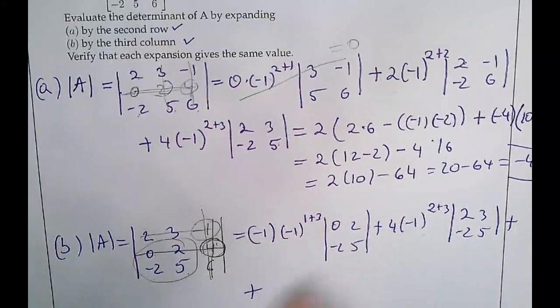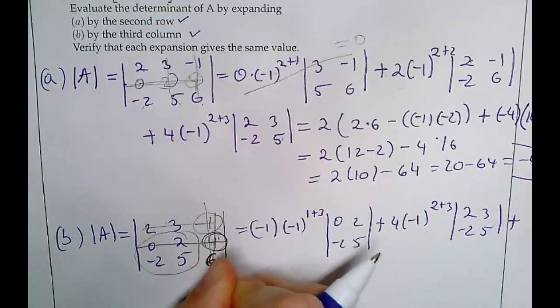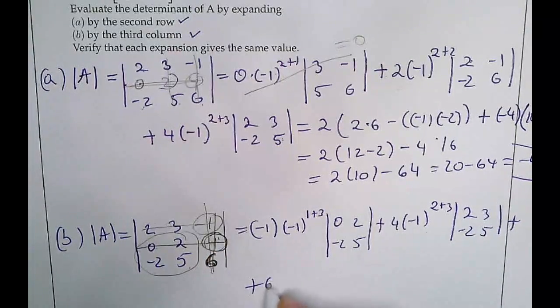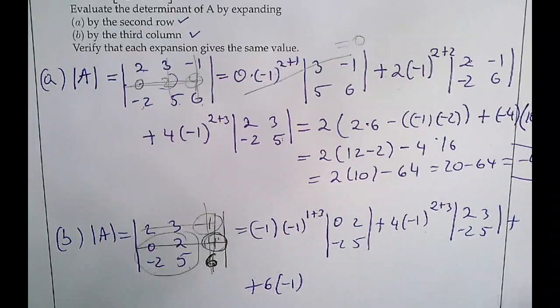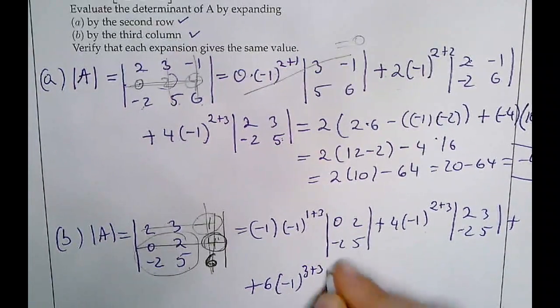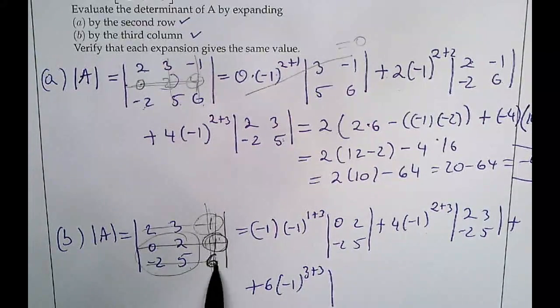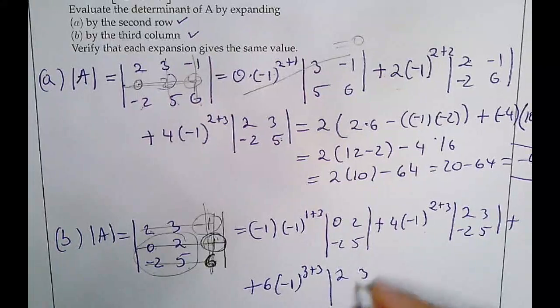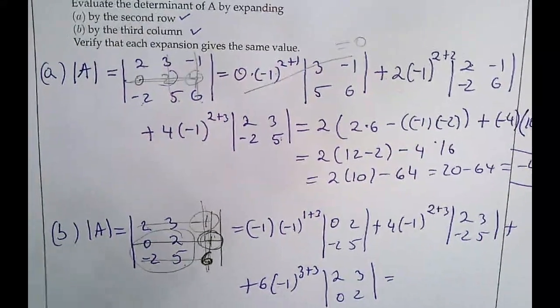And then plus finally the last element in the column that we're expanding, 6 times negative 1 to the 6, because it is on the third row and third column. So it's going to be 3 plus 3 times, if we were to remove the third row and third column, we would have left 2, 3, 0, 2 for the minor. And there you go. Let's find out what this is.